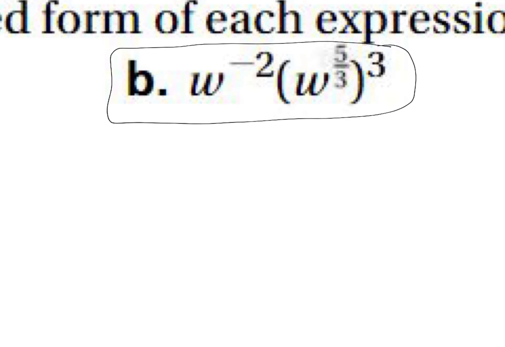Okay, so hold on. W to the negative second. And then I agree with Giancarlo. He said we're going to multiply the 3 with the 5/3, which would be 5/3 times 3/1. Completely agree. What happens next, Giancarlo? And then I get 15/3.